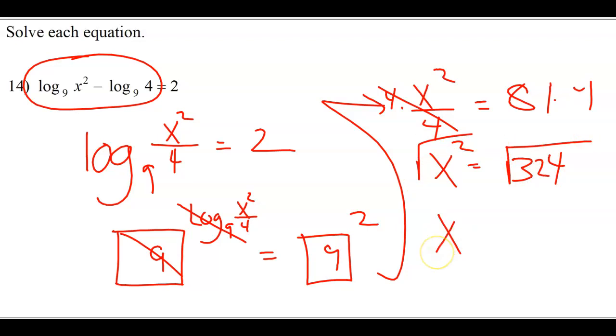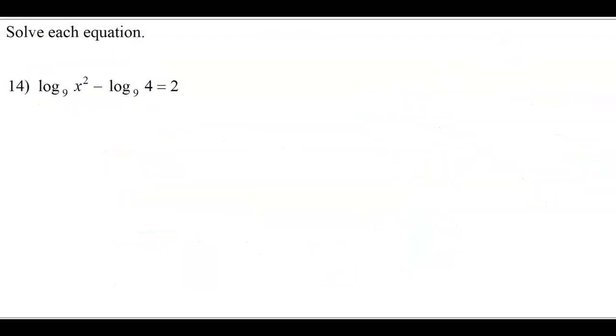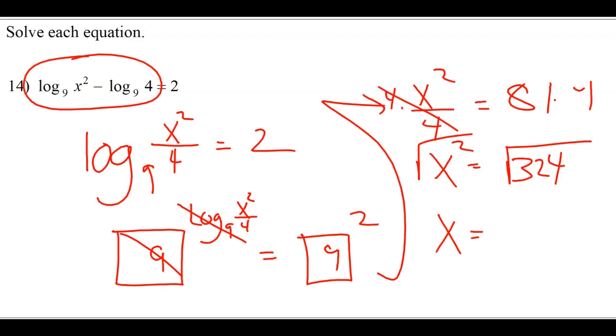You could use a calculator if you want to. I don't think they're going to have these ones come out to be weird square roots. You could do it by hand by breaking it apart into pairs, right? And then taking out the pairs. Or you could just use a calculator. However you want to go about doing it is fine. But it turns out that the answer is going to be plus and minus 18.